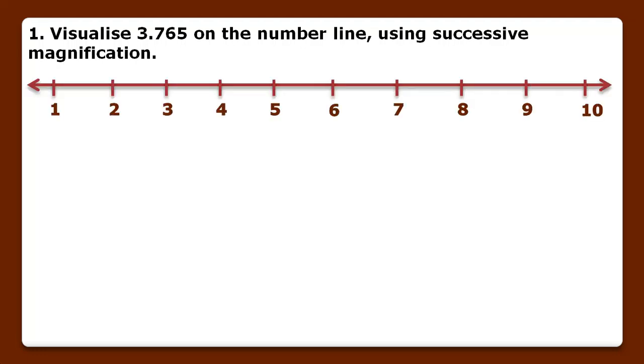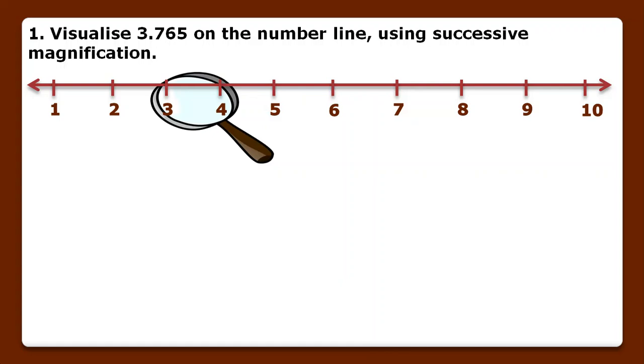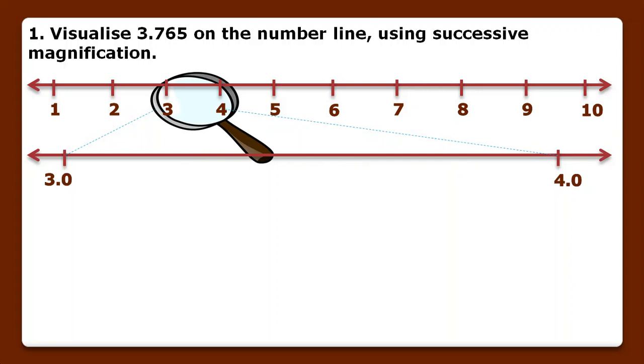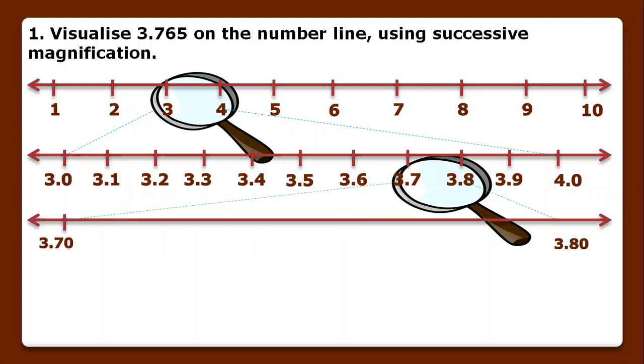So let's start. First of all, we'll make a number line from 1 to 10. Then 3.765 will lie between 3 and 4. So we'll magnify here and expand it on number line like this. Then इसके middle के numbers लिखेंगे. 3.765 will be between 3.7 and 3.8 because 3.765 तो 3.7 और 3.8 के बीच में ही lie करेगा. We'll expand this on another step.